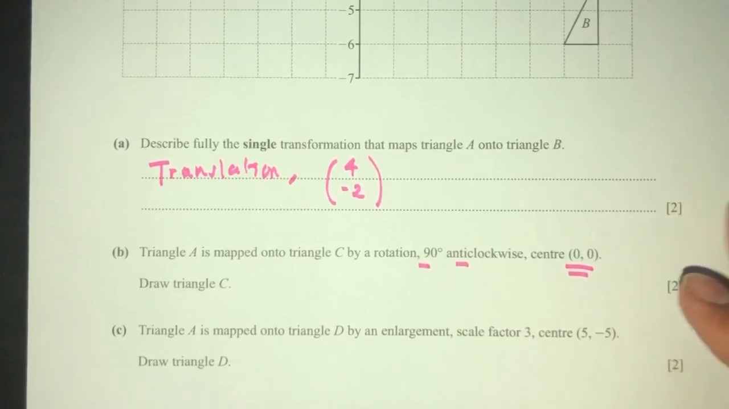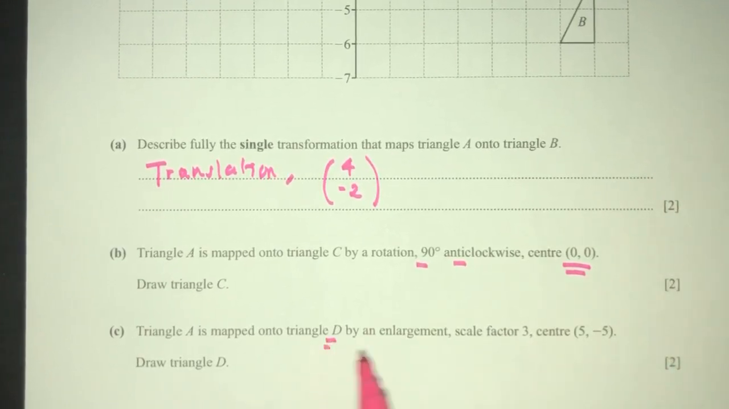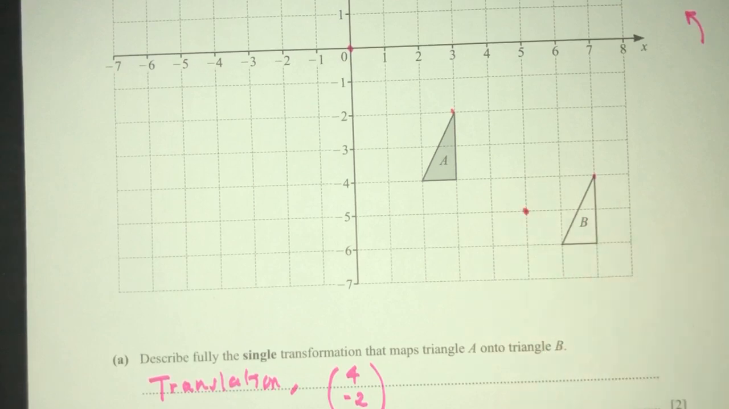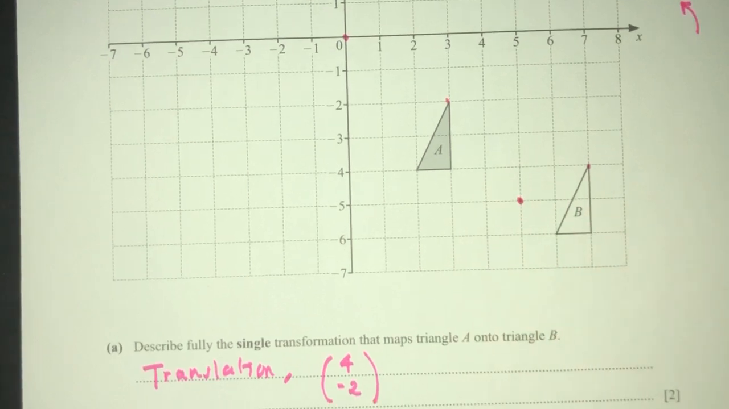Now for part C, triangle A is mapped onto triangle D by enlargement. Here we know the transformation already. The scale factor is 3 and the center is (5, -5). So (5, -5) will be right here. This is the center. Now how do we draw an enlargement?